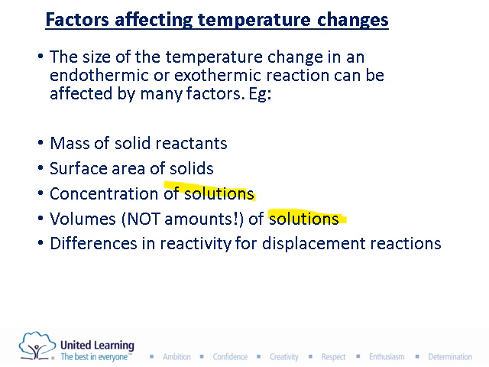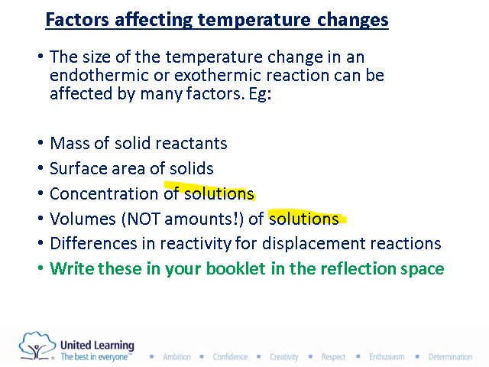You can also have bigger differences in reactivity for displacement reactions, okay? So if you use two metals which are very different in terms of the reactivity, for example, calcium, which is very reactive, and copper, which is not reactive at all, you'd get a bigger reaction. You get a bigger temperature change.